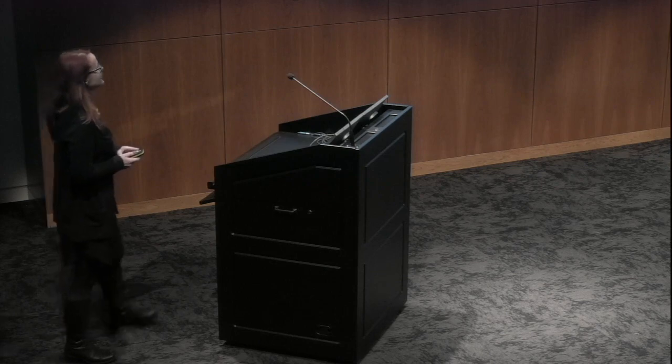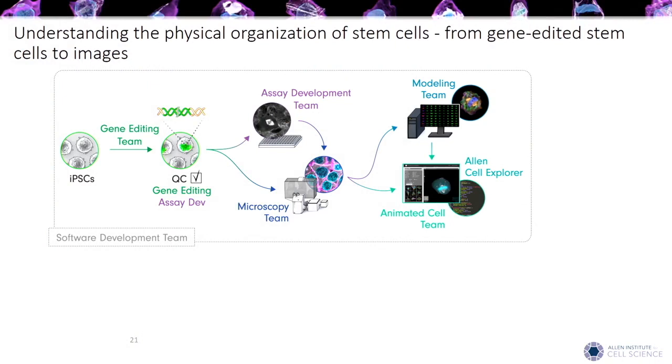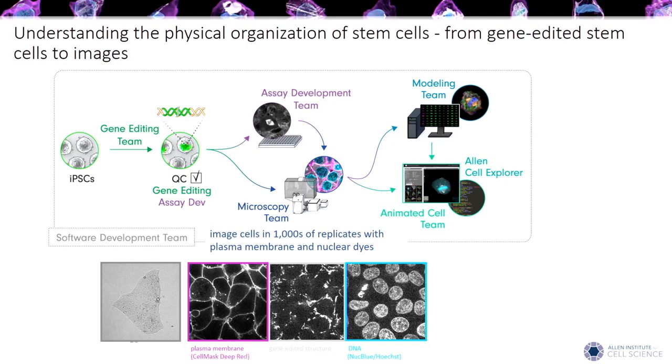So Natalie already showed you that image of the team organization of the Institute. And once the cells are made and validated by the gene editing team, the microscopy team images those cells on a standardized automated imaging pipeline in thousands of replicates, together with a plasma membrane dye and a DNA dye, so we can use the plasma membrane and the DNA as reference structures. Once those cells are imaged, they're being segmented, and all the good segmentations are uploaded into the Allen Cell Explorer.